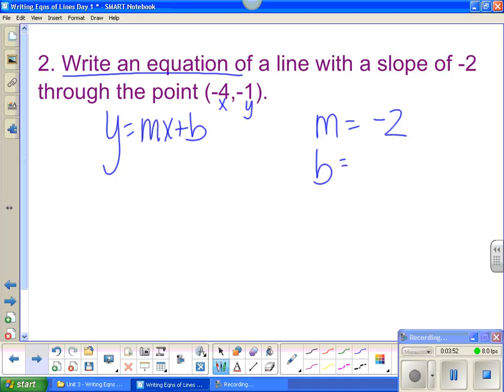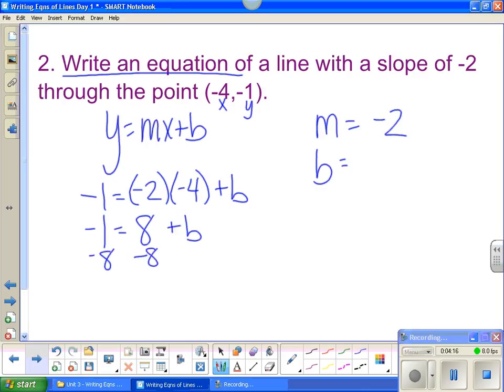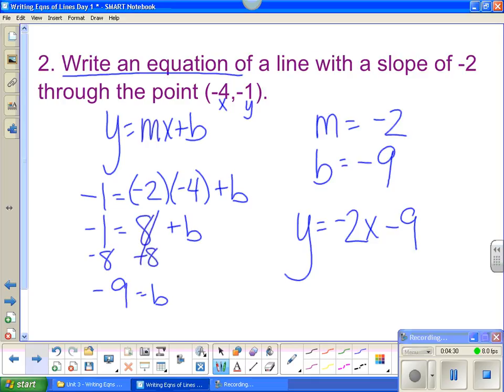So I'm going to plug all this information into my y equals mx plus b, and I'm going to solve for b. So my y is -1. My m, my slope, is a -2. My x is a -4 plus b. -2 times -4 is a +8. And then to solve for b, I'm going to subtract 8 from both sides. B is a -9. Now that's not my answer, but that is the last piece of information I need so that I can write my answer. Y equals -2x minus 9. And that's the equation of my line.